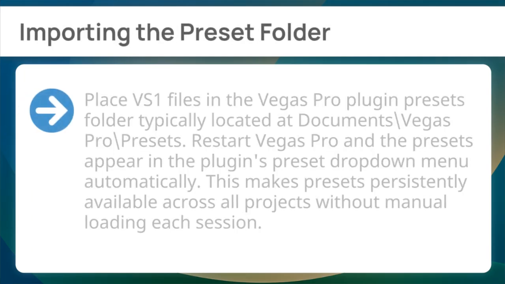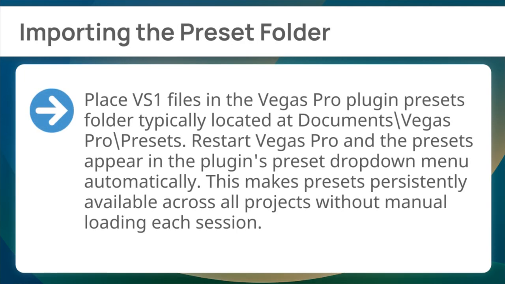Next, importing the preset folder. Place VS1 files in the Vegas Pro plugin presets folder, typically located at Documents/Vegas Pro plus Presets. Restart Vegas Pro, and the presets appear in the plugin's preset drop-down menu automatically. This makes presets persistently available across all projects without manual loading each session.